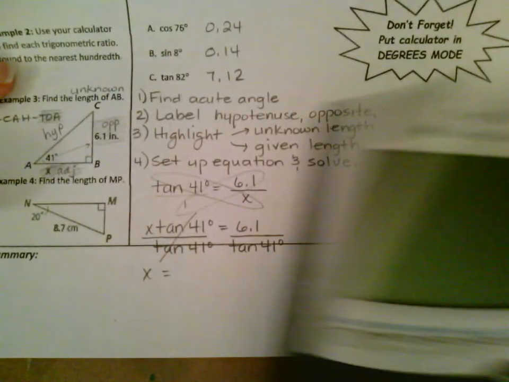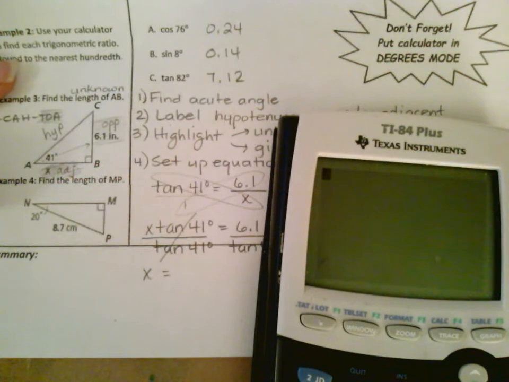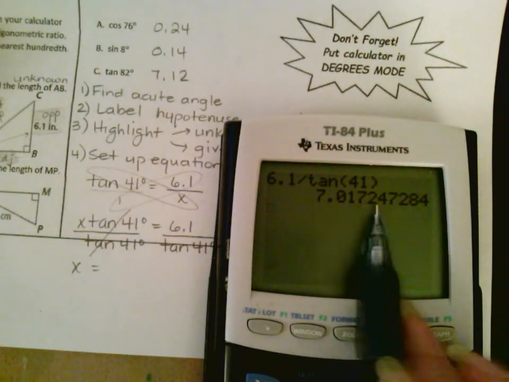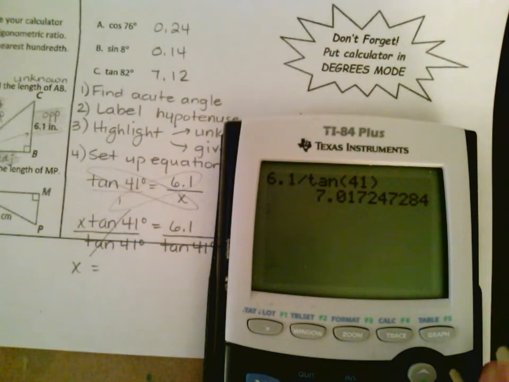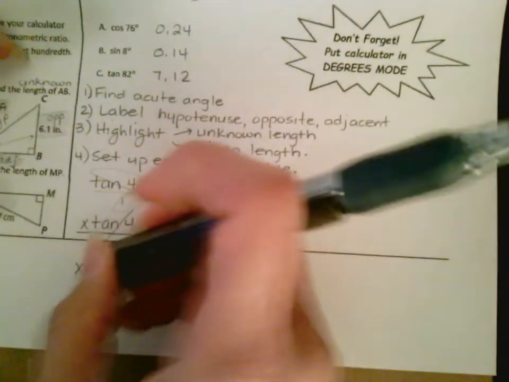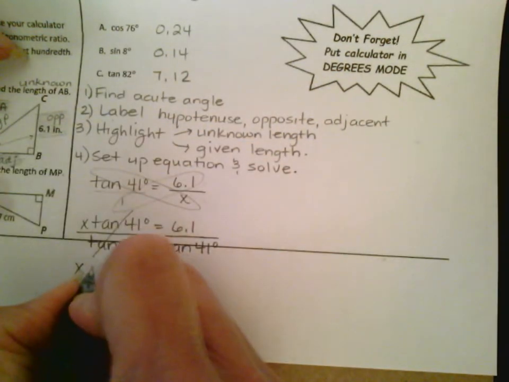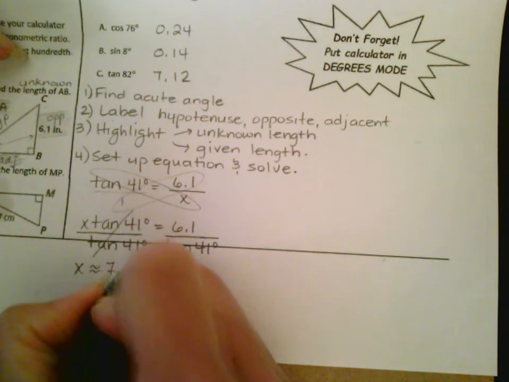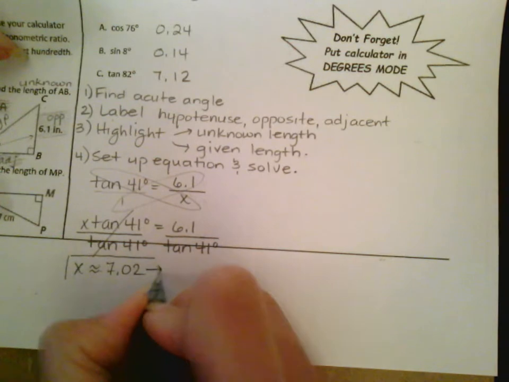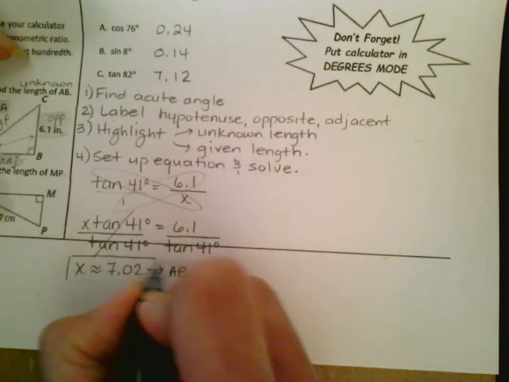Okay, so I'm going to come over here. 6.1 is my numerator, and I need to divide it by tangent of 41 degrees. When I hit enter, I have 7.01724, and so on. I'm going to round it to 2 decimal places, so 7.02. Since I'm rounding, I'm going to put some approximate signs. 7.02 is the length of AB, which is what we were looking for.